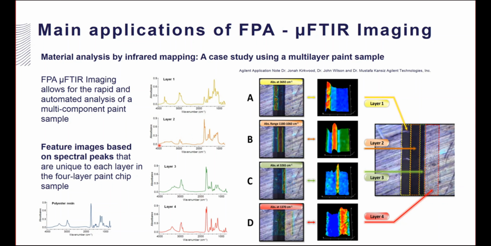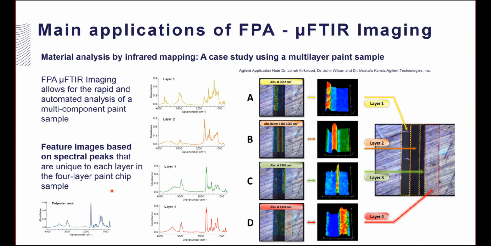So how do we do it? We run a so-called library search on the individual spectra, and if our databases are good enough, we can have a nice outcome. For example, layer number 4 clearly resembles polyester resin. So the feature images based on spectral peaks are unique to each of the 4 layers of this paint chip.